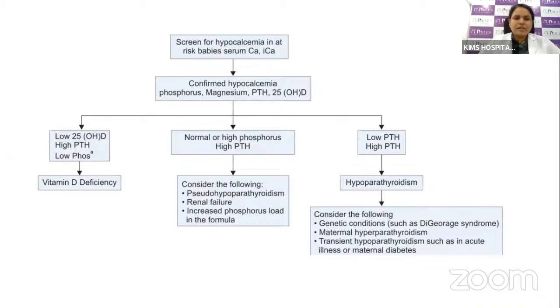So, when one screens the at-risk babies for hypocalcemia by performing a serum calcium and ionized calcium, and if one does confirm the presence of hypocalcemia, defined by either total calcium levels below 7 milligrams per deciliter or ionized calcium levels less than 1 or 0.8 millimoles per liter based on the gestational age, one would further undertake workup in the form of phosphorus levels, magnesium, PTH hormone levels, and 25 hydroxy vitamin D levels.